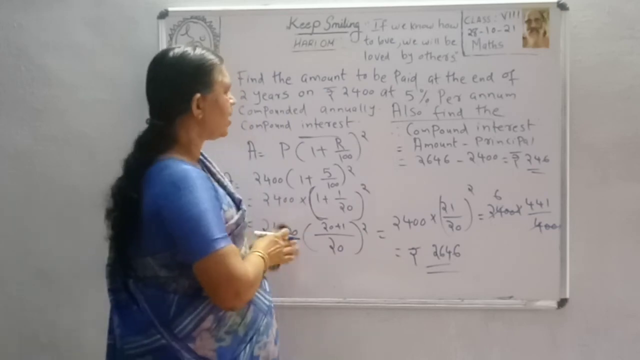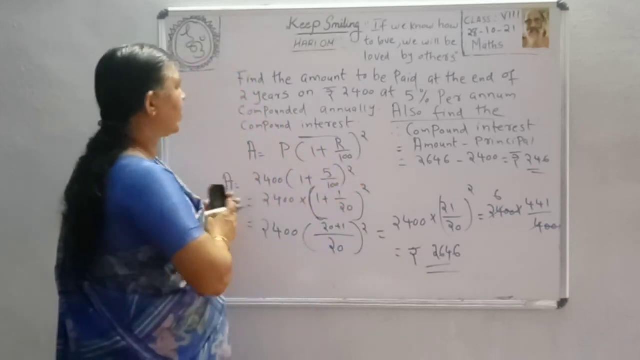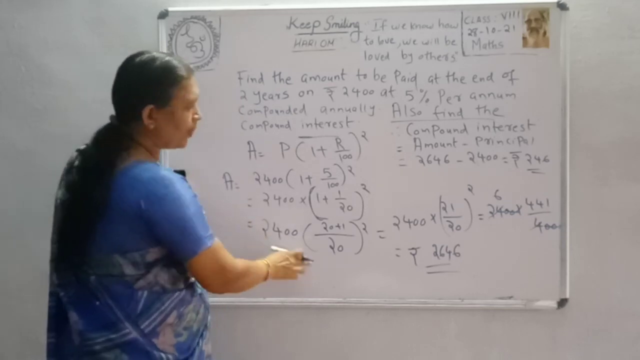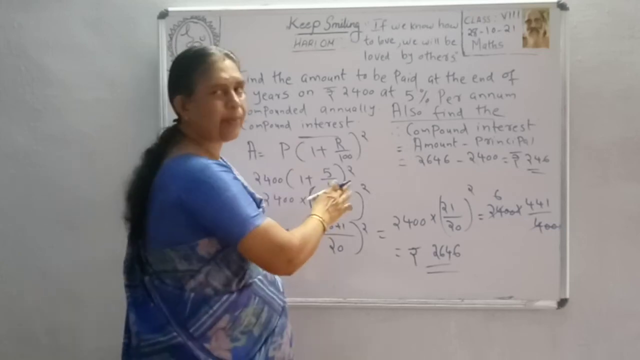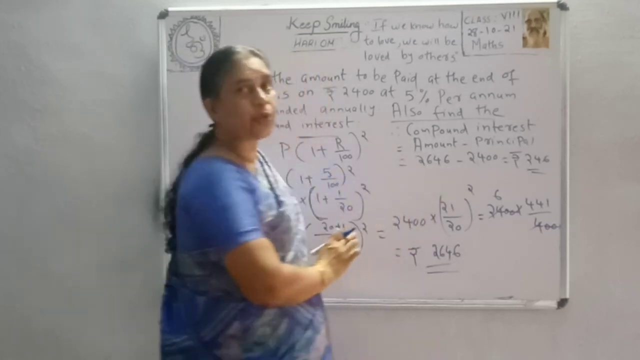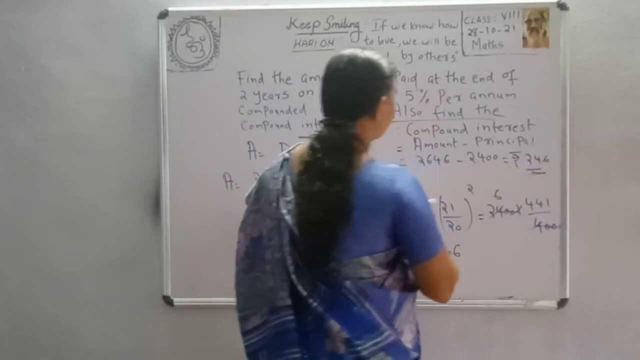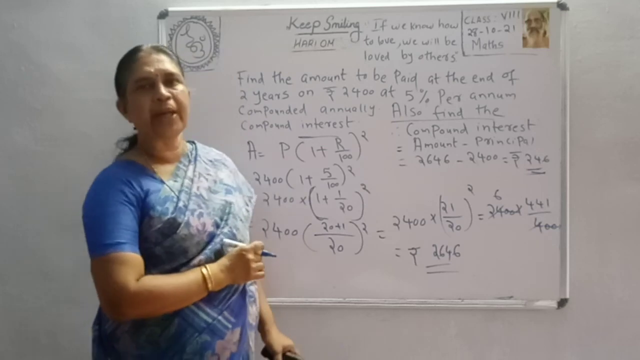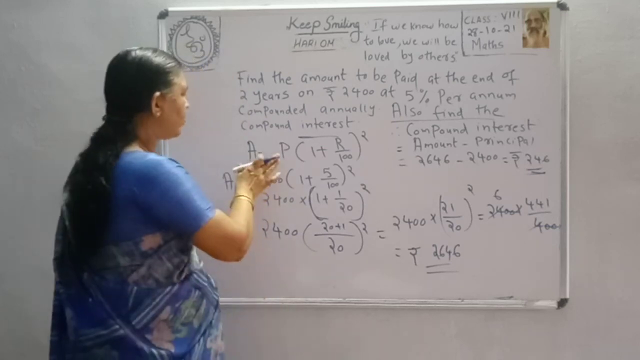So what is the compound interest here? So the amount to be paid at the end of 2 years is rupees 2,646, and the compound interest is equal to amount minus principal. So it is equal to 2,646 minus 2,400. So it is equal to rupees 246. So the compound interest is amount minus principal, which is equal to 246.